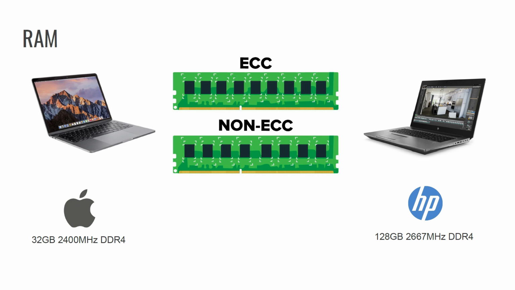Also the speed of the RAM is right now 2400 megahertz, compared to HP, where we can go up to 128 GB of RAM, and the speed is also higher, which you can see is 2667 megahertz. It's DDR4. Another option that you will get here is, if you are using a Xeon processor, you can get ECC RAM.